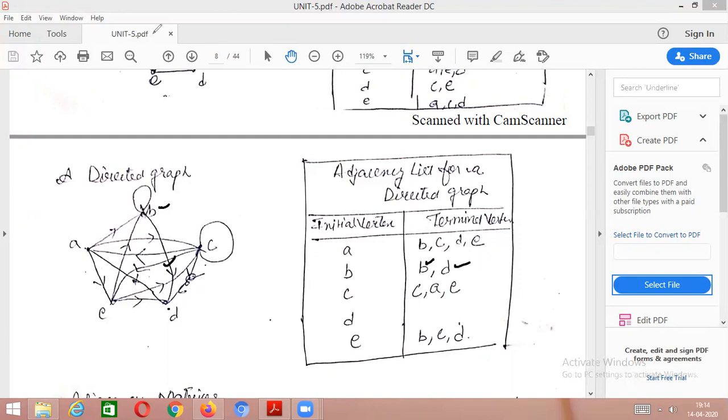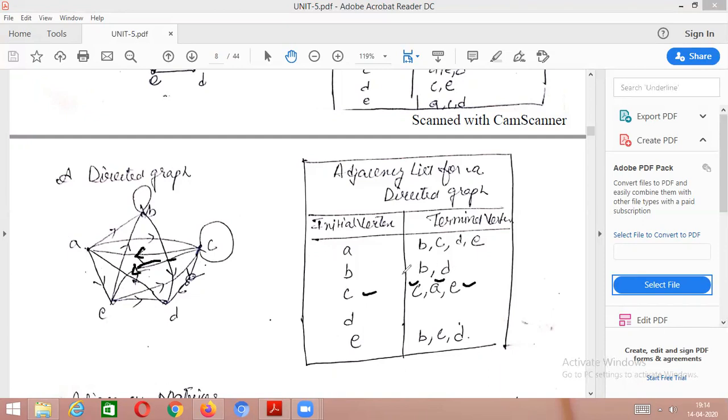So next, we see for C. For C, one edge also starts and ends at C only. That means C itself is an adjacent vertex. Next, going outwards, who is going outwards for C? C to A. Therefore, A is an adjacent vertex. Next, C to where is it going? E. Therefore, E is an adjacent vertex.